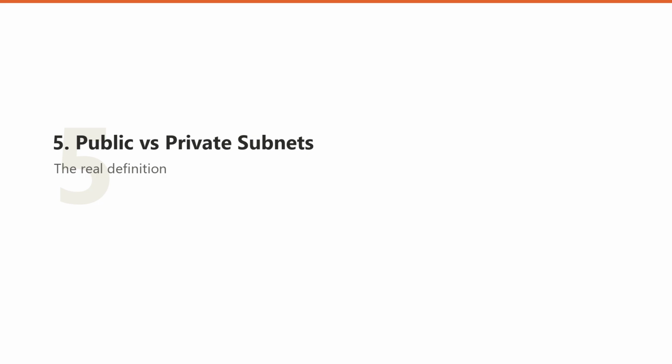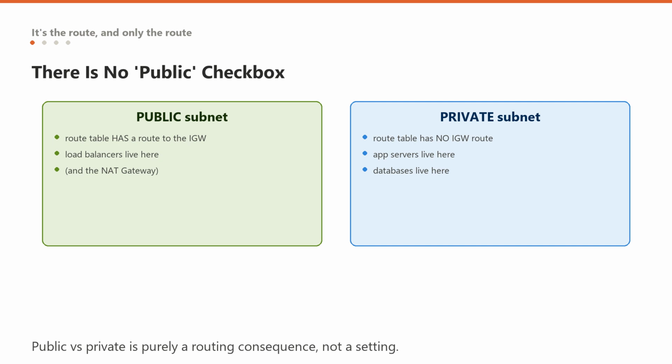Concept 5. Public versus private subnets, and the definition interviewers want. So let's state it plainly, because this is a favorite interview question. A public subnet is a subnet whose route table has a route to the internet gateway. A private subnet is one that doesn't. That is the entire difference.